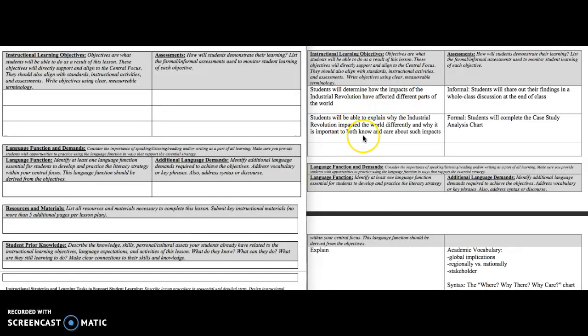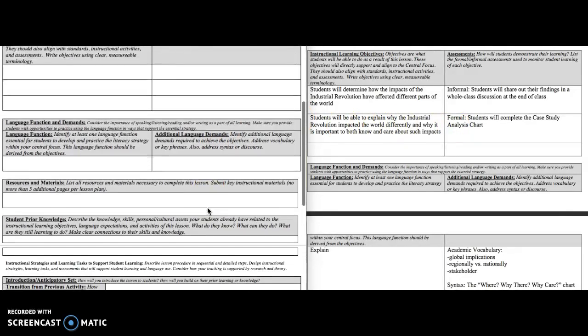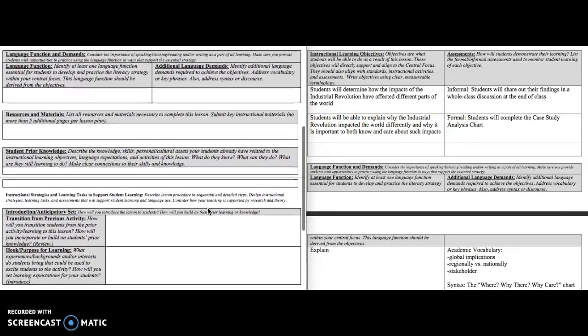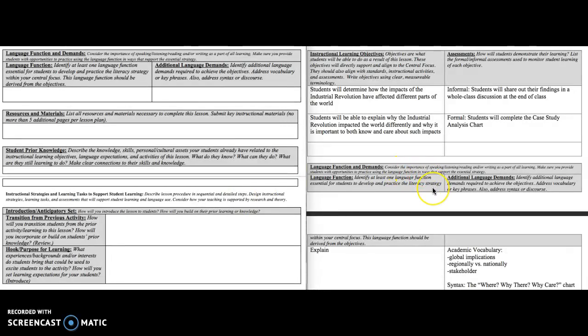And the next objective, students will be able to explain why the Industrial Revolution impacted the world differently and why it is important to both know and care about such impacts. And there's a formal assessment to go along with this, in which students will complete the case study analysis chart. And then next we see the language function and demands section.